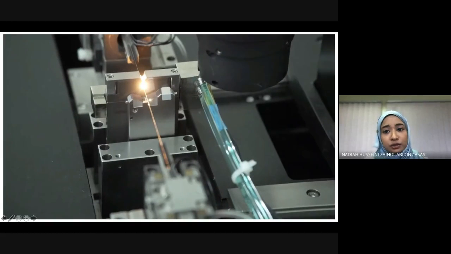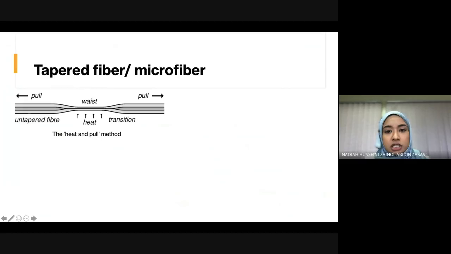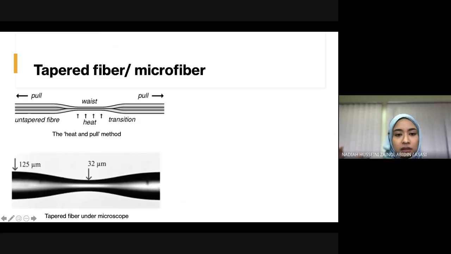Of course, you can do this manually. You don't have to have a machine. You can do this manually using the heat and pull method. Use a flame, pull it apart. Of course, there's a certain technique, there's a certain skill in doing that. So please, berguru dengan orang yang bertauliah. Alright, so tapered fiber can be prepared using the heat and pull method. Under the microscope, it looks like that.